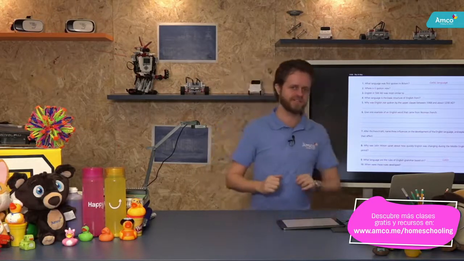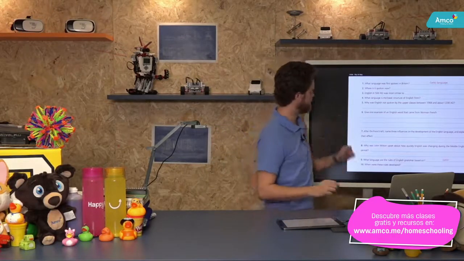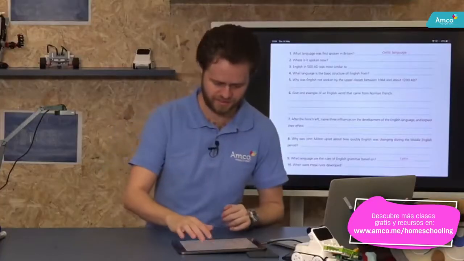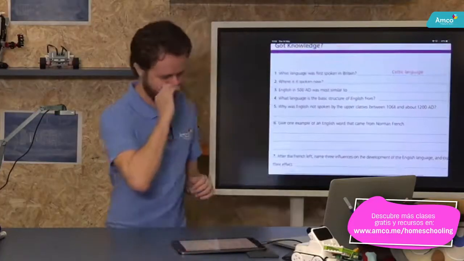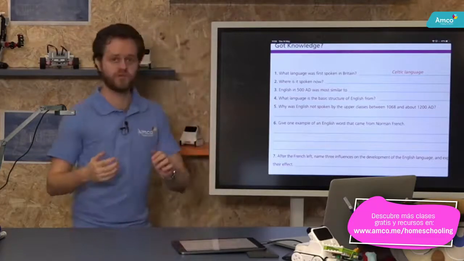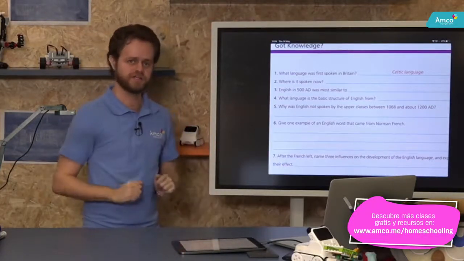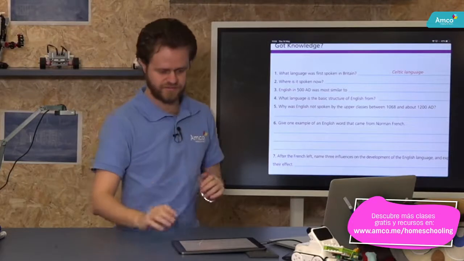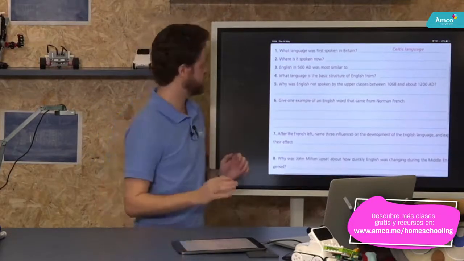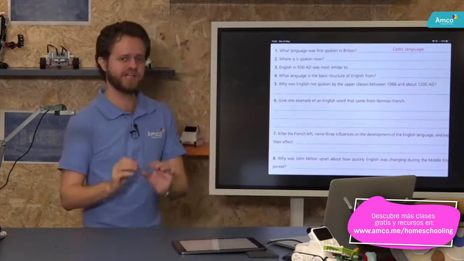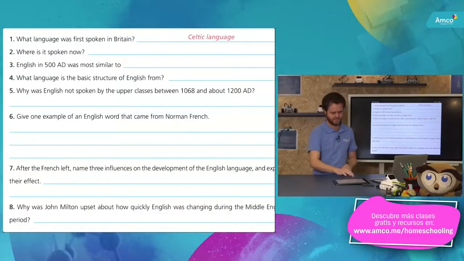So there are a couple of questions, guys, that I'm going to project here on my iPad that I want you to help me answer, okay? The first one is, what language was first spoken in Britain, or those British Isles, okay? We saw that in a part of the video. Where is it spoken now? Okay, there are places where it's still spoken. English in 500 AD was most similar to what? Do you guys remember what language that was? Now, what language is the basic structure of English from?